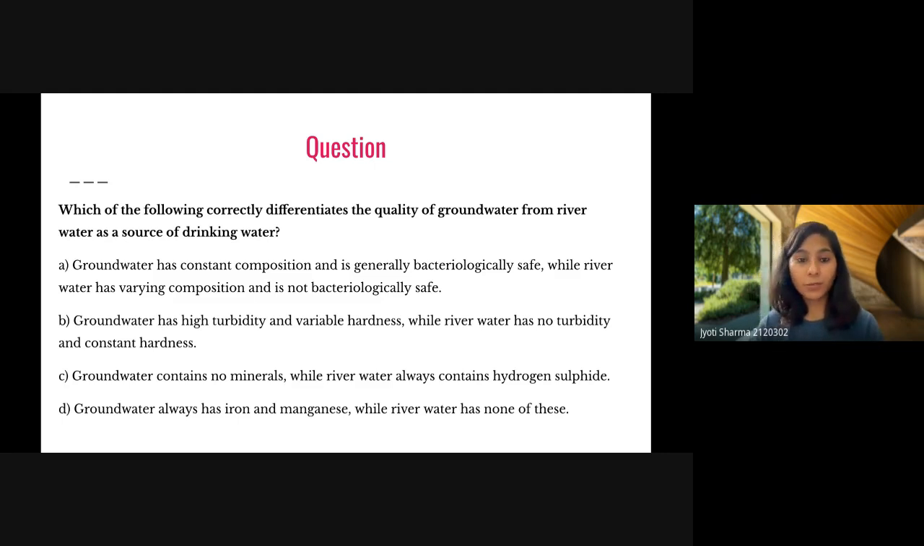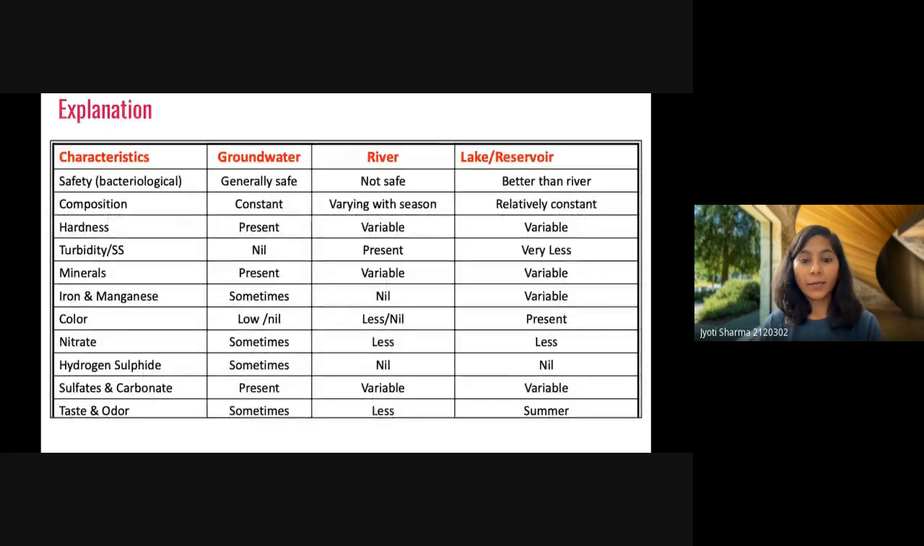Venkateshwara gave me option A. Okay, yes, I also agree with this option that it is A. And let me show you a table. That table will give you the reason why the option is A.